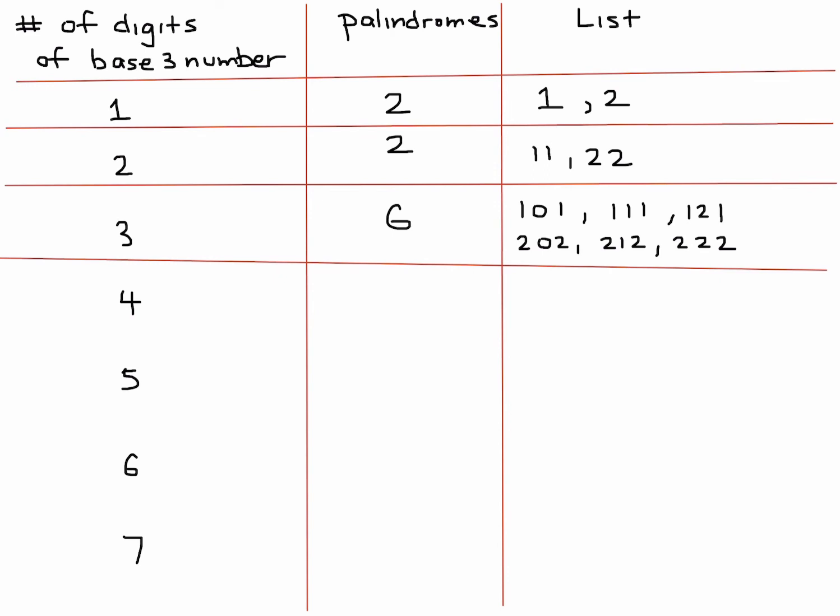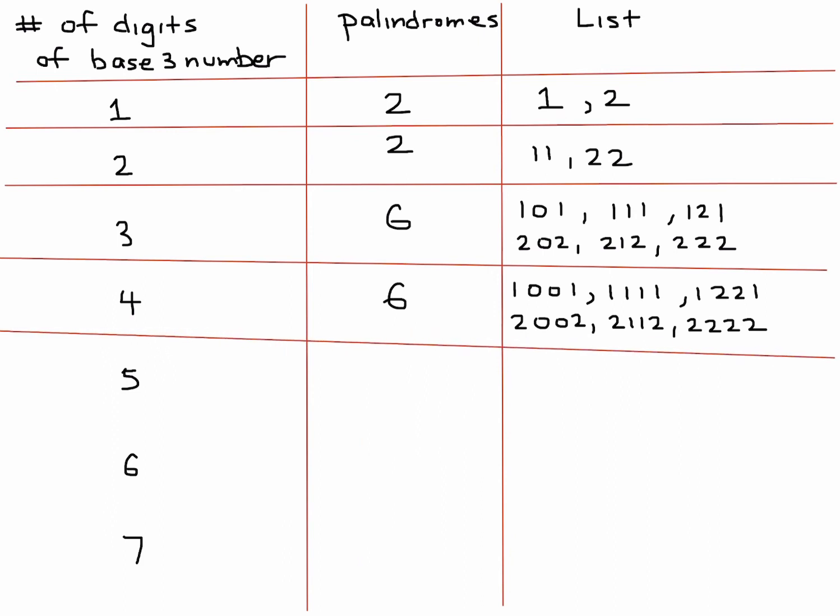How about 4 digits? Okay, 4 digits shouldn't be too bad. 1001, 1111, 1221, 2002, 2112, and 2222. These are the only palindromes I can make with base 3 representations of numbers. So there are 6 of those.